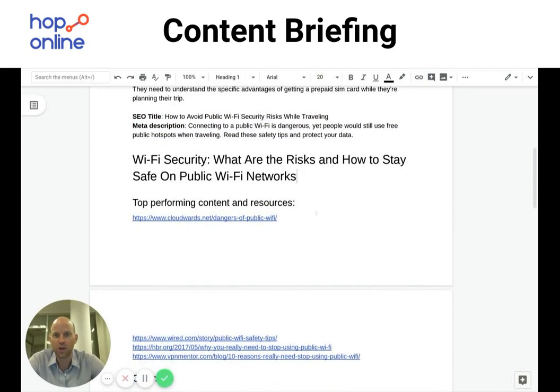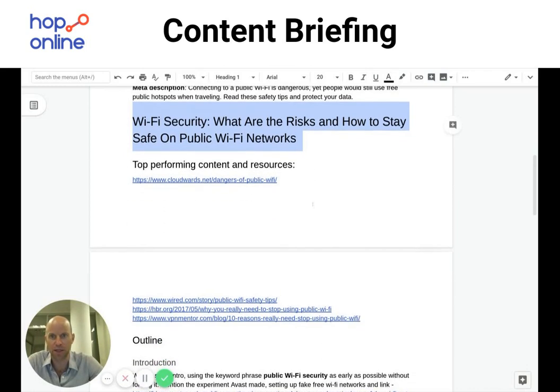And then we have the proposed headline of the piece. In this particular case, it's about Wi-Fi security. So we're suggesting the headline. The writer can also suggest their own headline if after writing the piece they come up with a better idea. But this is a suggested headline.